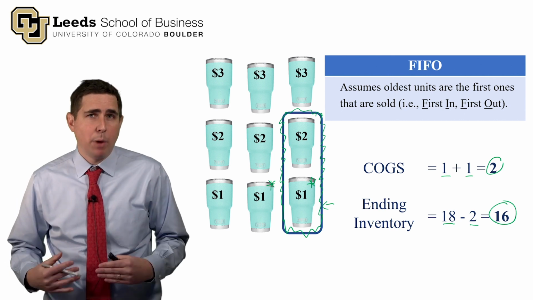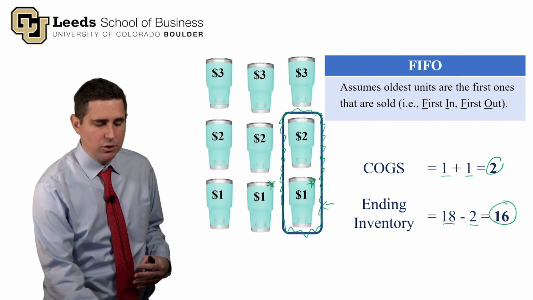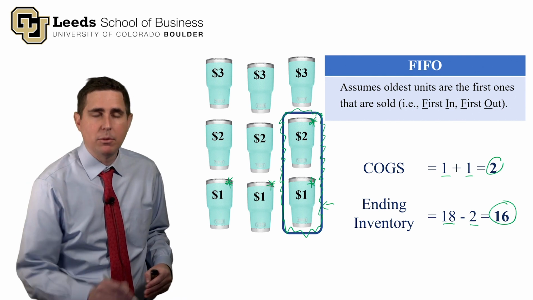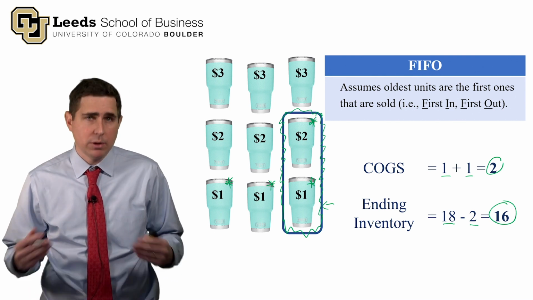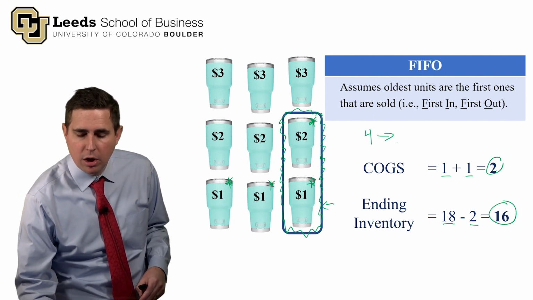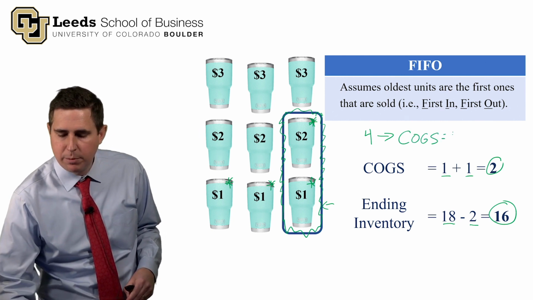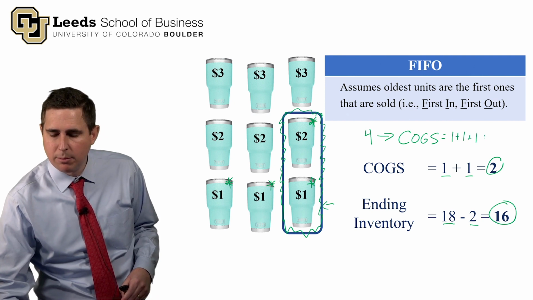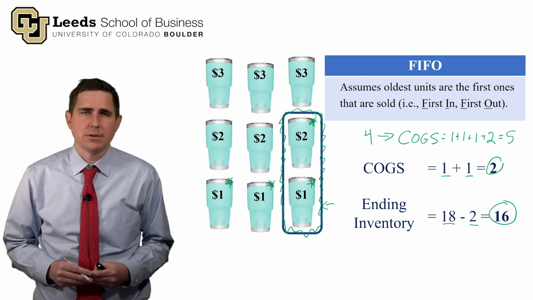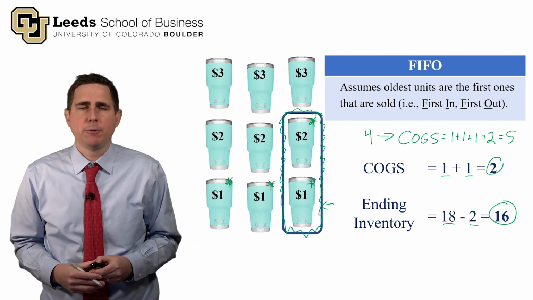Now, if a customer would have bought 4 cups, just for example, we would have sold these 3 $1 cups first, then we would move to this $2 cup. Okay, that would be the 4th cup we sold. And in that case, cost of goods sold would be 1 plus 1 plus 1 plus 2. You see that? So cost of goods sold would have been $5 if a customer bought 4 cups. Okay, so you just work your way up the layers in FIFO.